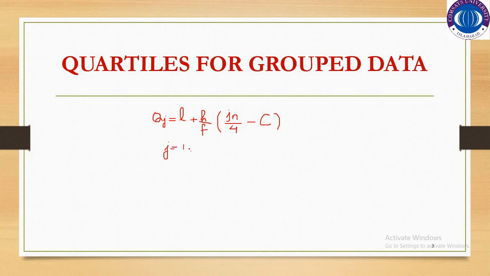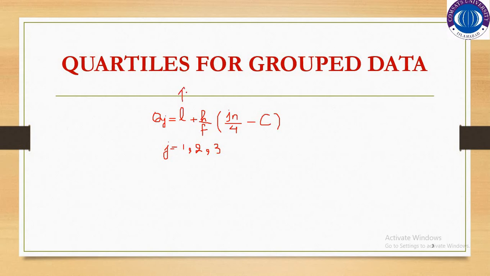1, 2 and 3. So whenever you want to find the first quartile, you will substitute 1 in place of J, and whenever you want to find the second quartile, you will substitute J is equal to 2, and whenever you want to calculate the third quartile, you will substitute J is equal to 3. This formula is similar to the formula of the median in the case of grouped data.